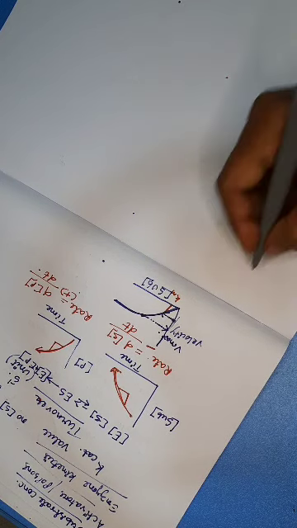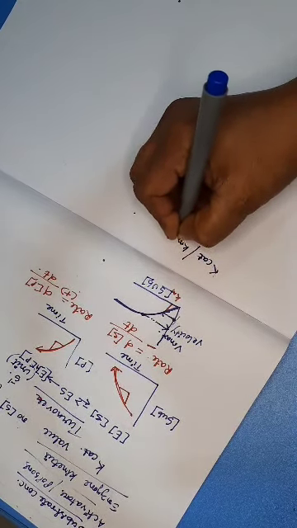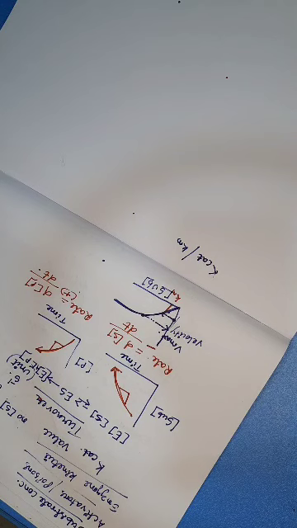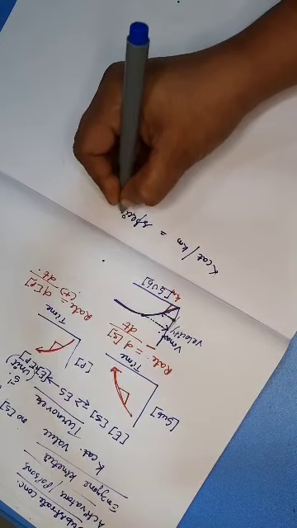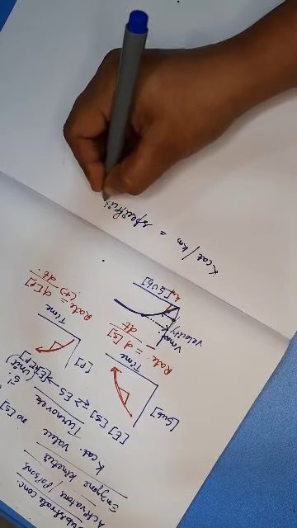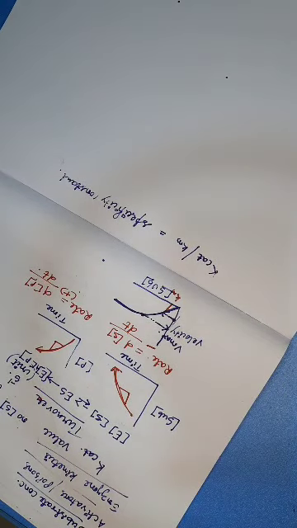The ratio kcat by Km represents the efficiency of the enzyme, and this ratio is otherwise called the specificity constant. This is easier to understand because the higher the ratio, the more efficient the enzyme is considered to be.